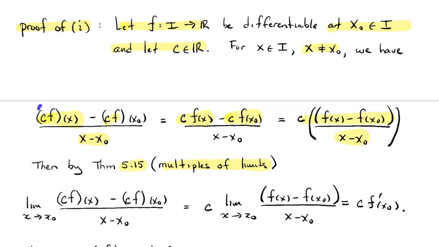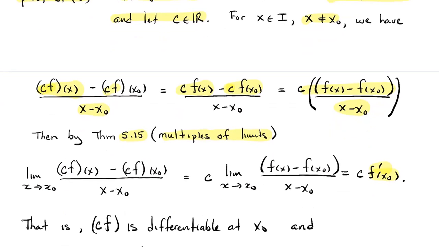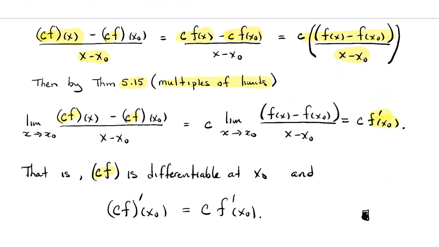So if I take the limit of both sides of this thing, the limit of the difference quotient for c times f, by that rule, is c times the limit of the difference quotient for f, but that limit exists and equals f prime of x naught because f is differentiable. So what does that computation show? It shows that when I take the limit of the difference quotient of the function c times f, I get a real number, and that real number is c times f prime of x naught. So it precisely shows that cf is differentiable, and the value of its derivative at x naught is c times f prime of x naught.